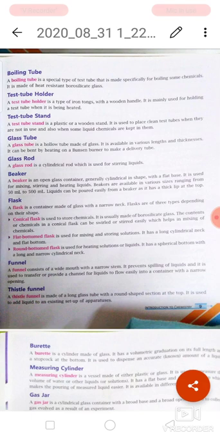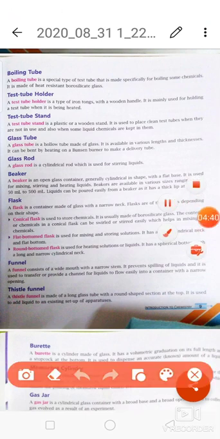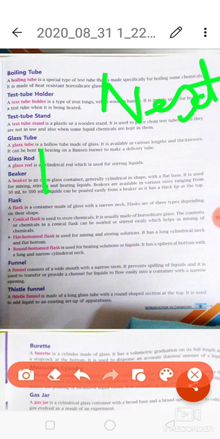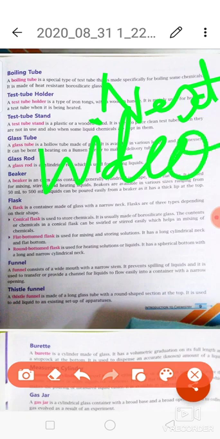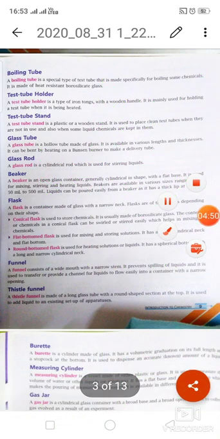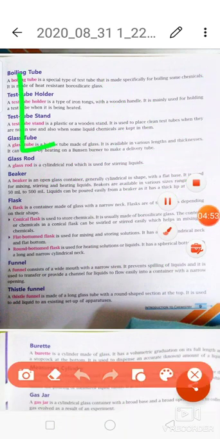Now let's see flask. A flask is a container made of glass with a narrow neck. Flasks are of 3 types. These 3 types and other tools we'll do in the next video.